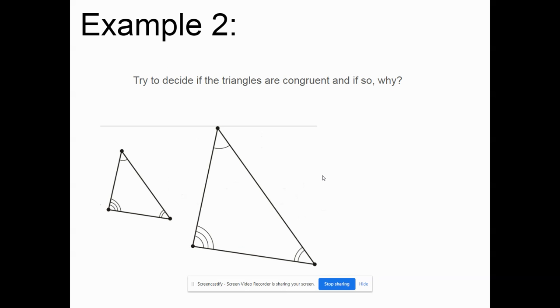So here, looking at these, I only have angle tick marks, and it's very clear that size-wise these are not the same. So angle, angle, angle does not count as a congruence theorem. That is a similarity theorem. So this is not congruent.